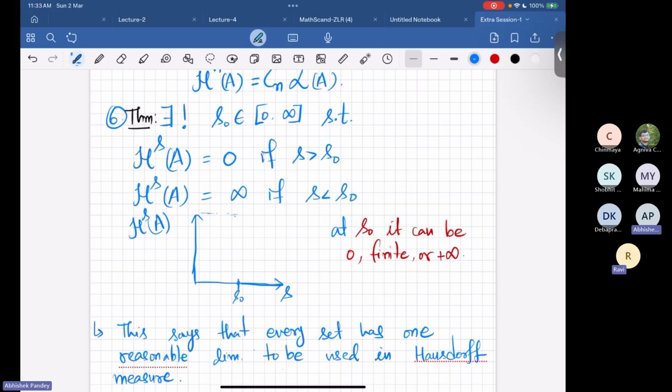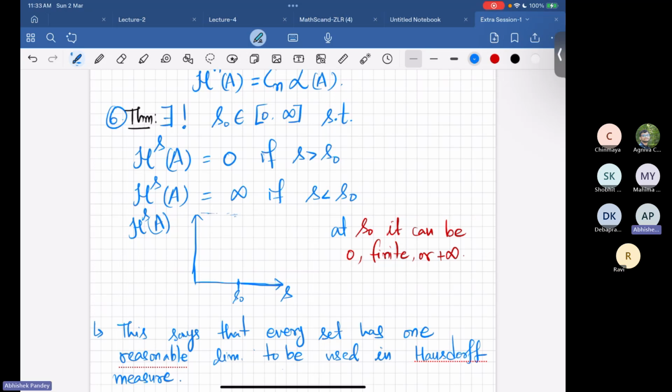So here, if A is a subset of Rn, and S naught is infinity, it means that the Hausdorff measure for every S is basically infinite, isn't it? Right, for every S it is infinite. But A is a subset of Rn, right? Yes, A is a subset of Rn.